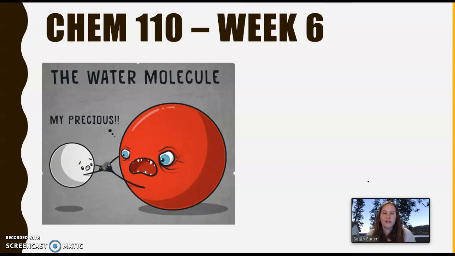I wanted to start off with talking about one of our discussion questions that references this image here. Hopefully you got the reference. This is related to Lord of the Rings. We have our Gollum type character, which is our oxygen atom, and it's violent, not wanting to share, my precious attitude, of the electron that it otherwise is sharing with the hydrogen atom.